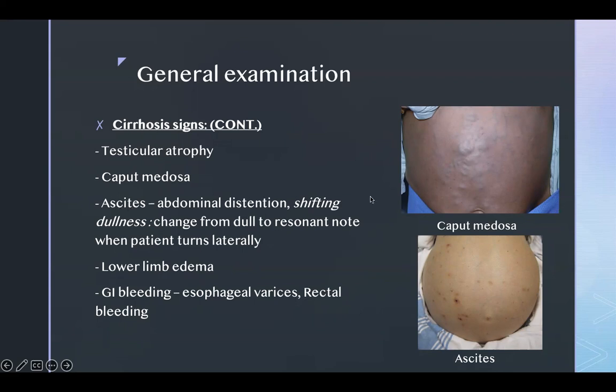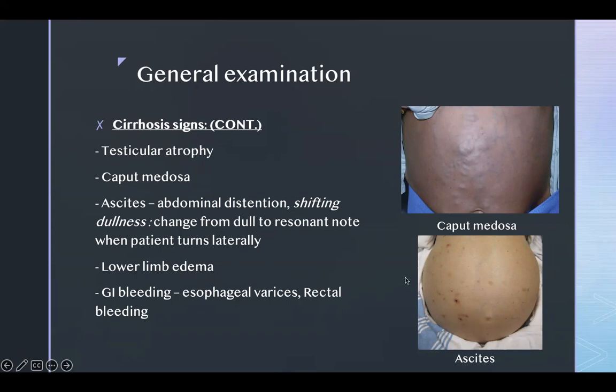Ascites, as we all know, needs its own examination. And usually for the mild to moderate ascites, shifting dullness test is adequate. You can percuss from the umbilicus going outwards and check in case of dull. In case of ascites, it would be dull. Then ask your patient to turn to one side, percuss again. If it's resonant, this is called shifting dullness, meaning this dullness actually shifted when your patient turned. And this means that there is ascites. This is a positive sign.